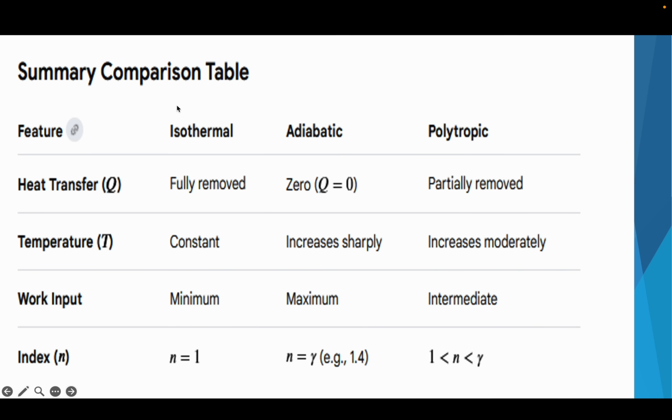After that, in isothermal compression the work input, the amount of energy consumed, is least. The work energy required for adiabatic compression is maximum, and in between is the intermediate, which is polytropic compression. So N is 1 here, N is gamma, which is 1.4, and N in polytropic is in between 1 and gamma, which is 1.1 to 1.3. So that is the summary of the 3 compression cycles.